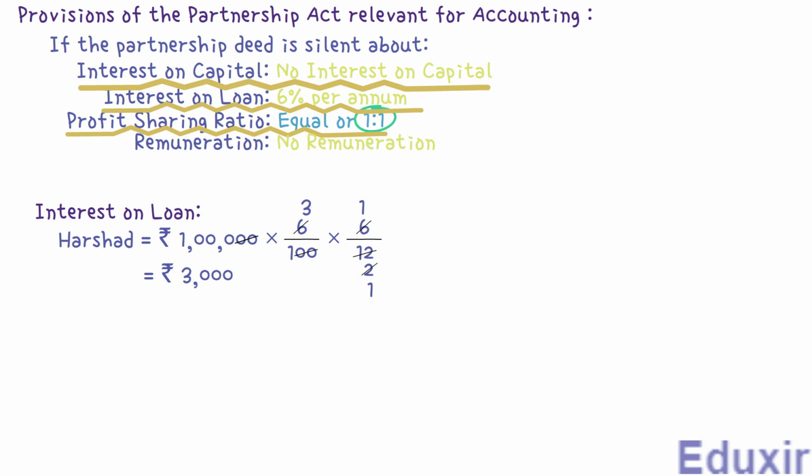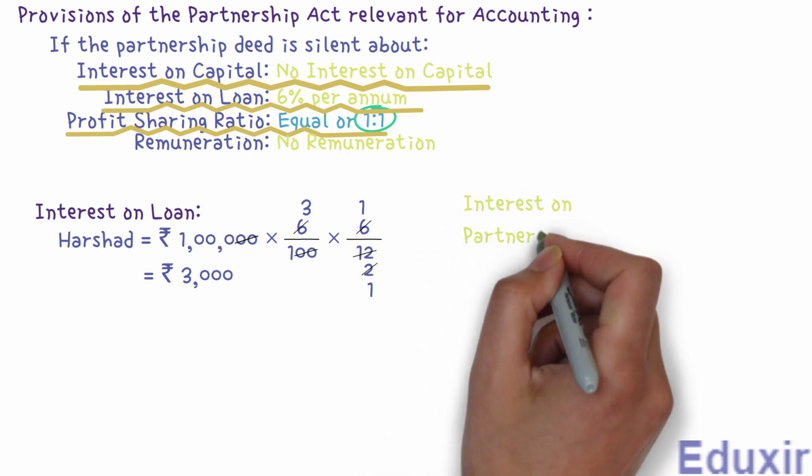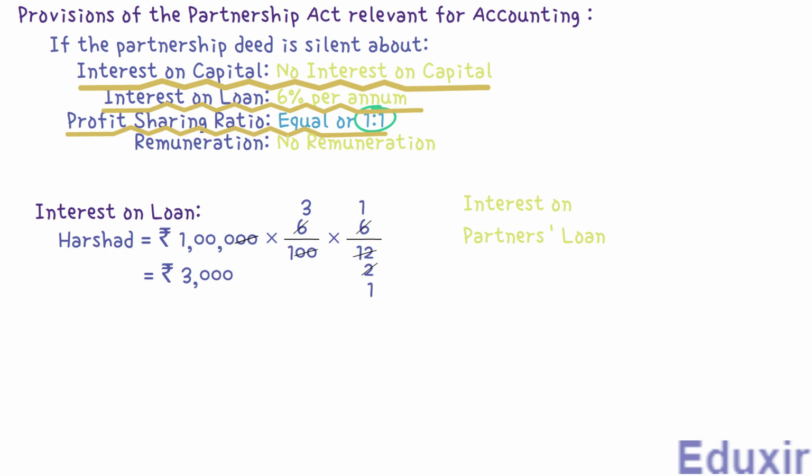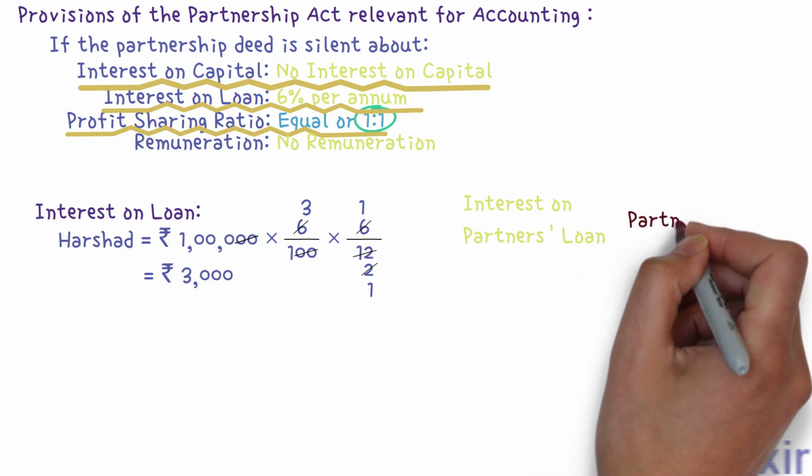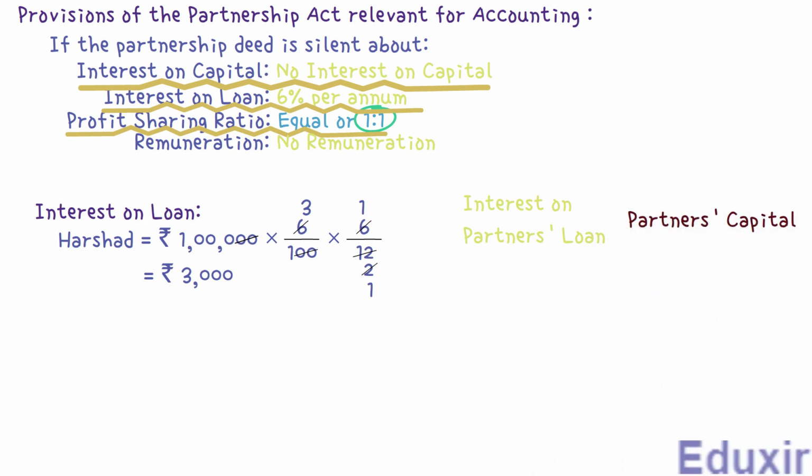Now, for posting this interest on loan into the ledger accounts, we should debit the interest on partner's loan account for the partner Harshad. As the business is liable to pay this interest to the partner Harshad, the corresponding credit entry would be in the partner's capital account for the partner Harshad. Now, the preparation of the interest on partner's loan account and the partner's capital account are not in the scope of this problem. So, let's not deal with the posting of these entries into those accounts. What I mean is that, in reality, these entries will be posted into those accounts. But we are not showing it here. And we should proceed by assuming that these entries are posted into those accounts.